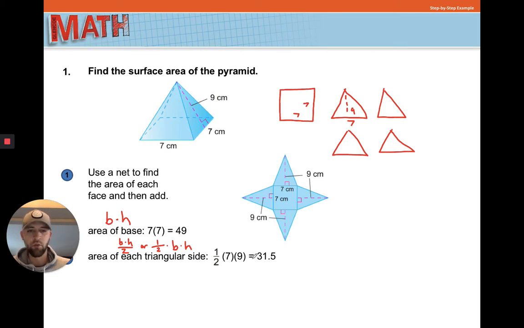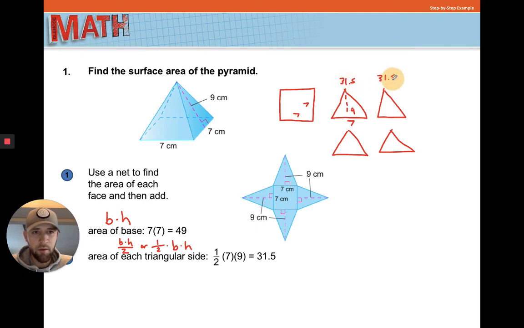They got 31.5. Okay. Now remember, there are 4 triangles, and here's the biggest point today. All the triangles are going to be the exact same size. So you don't have to find the area for all 4 triangles. You only have to find the area for one triangle. And just know that all of them will have 31.5 as their area. So this one is 31.5.